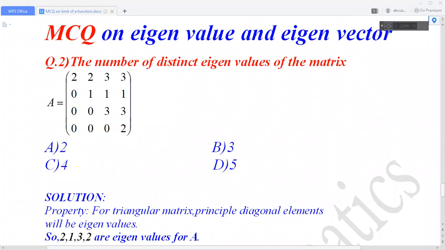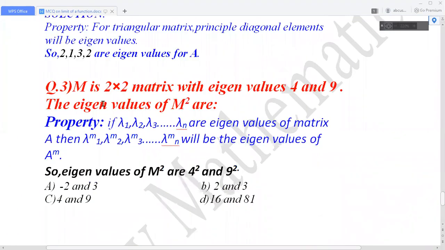Here the next question is also related with eigenvalues and eigenvectors. The question is: a matrix M is a 2 by 2 square matrix with the eigenvalues 4 and 9. For this matrix M, the eigenvalues are given, 4 and 9. We have to find out the eigenvalues for the matrix M square. And we have one very important property for the power of a matrix in the eigenvalue case.